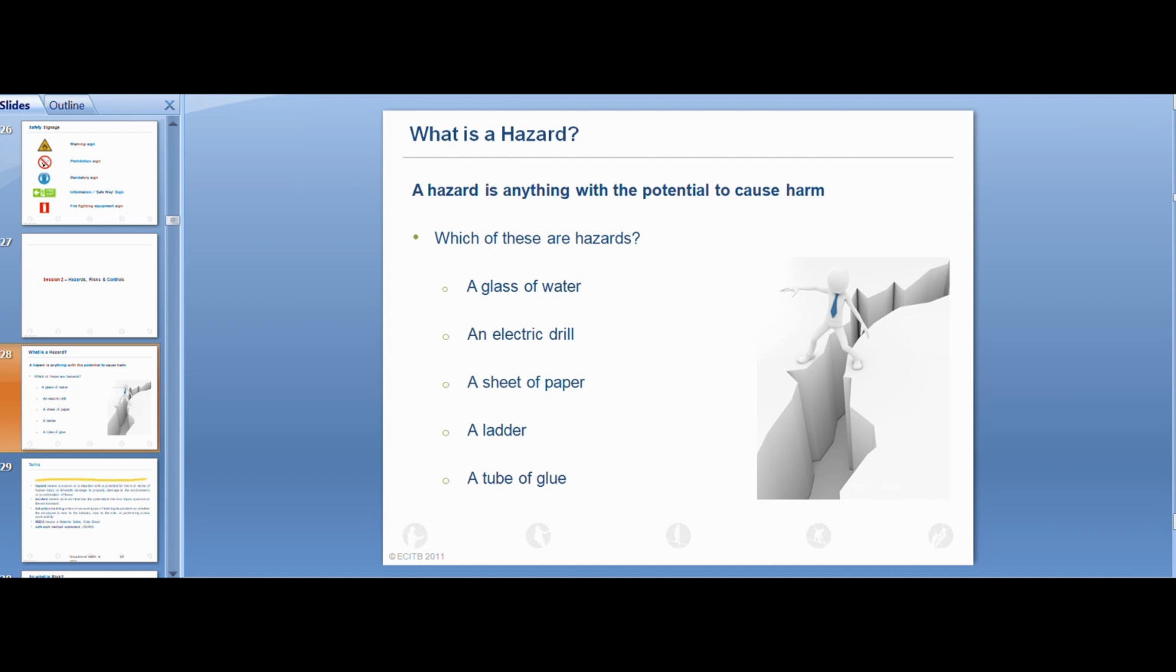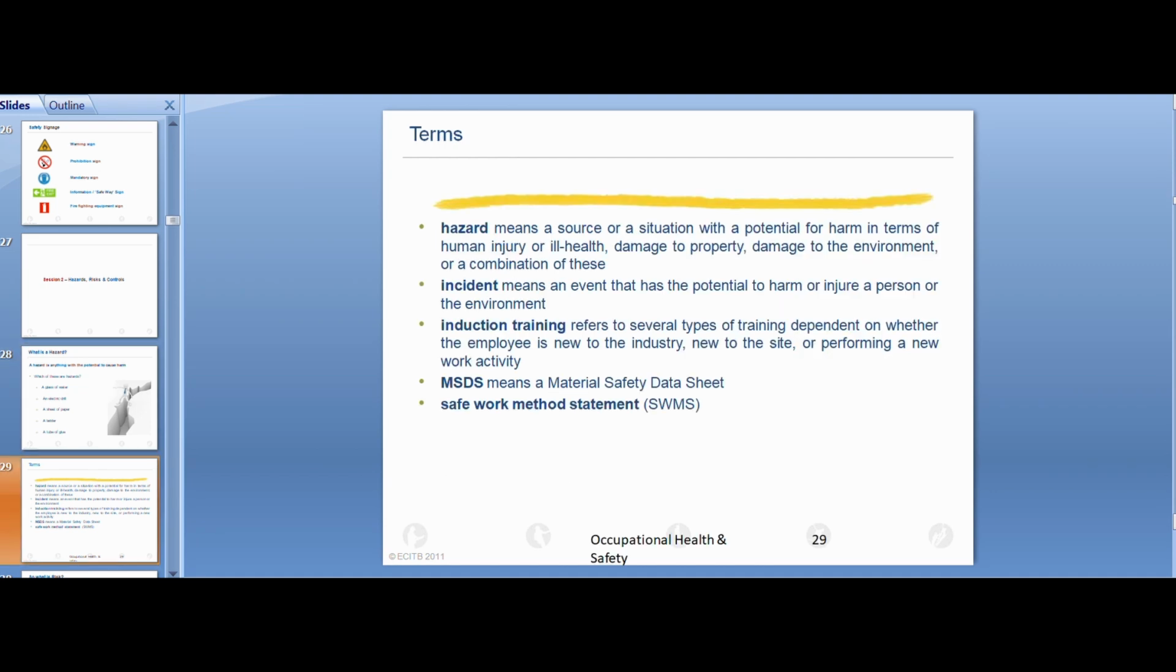In general, any item, any situation, or any activity which has the potential to cause us harm is called a hazard. Anything or any situation that has the potential to cause us harm is called a hazard.